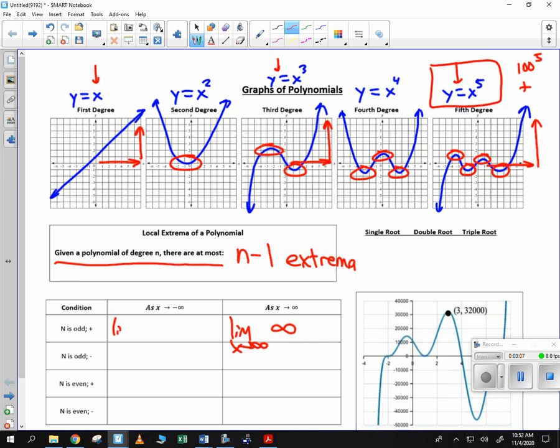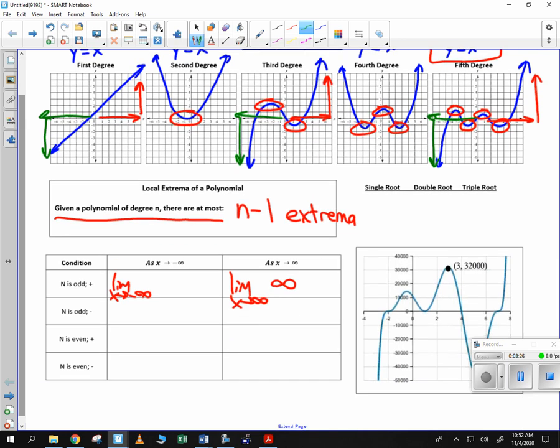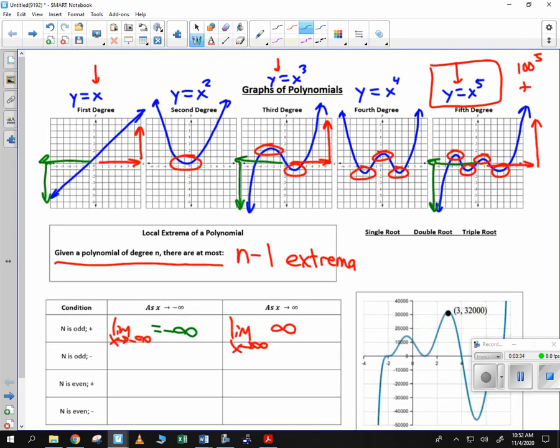But consider the limit as x goes towards negative infinity. As you head off to the left, look what happens to the y values. They go down. And so we say the limit as x goes towards negative infinity is negative infinity if n is odd. Now, why is that? Well, consider a cubic. If you take a large negative number, say negative 100, and you raise it to the third power, you're going to get a negative result. That's why that works that way.